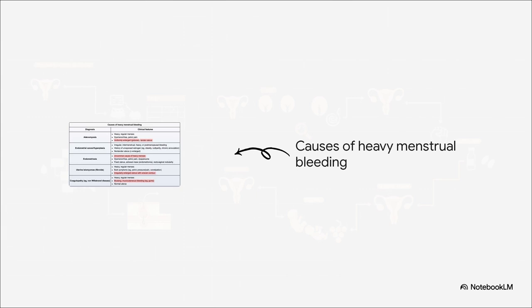Oh, and don't forget the outliers. If you see a patient with heavy bleeding, a completely normal-sized, non-tender uterus, and a history of easy bruising or mucosal bleeding, you should immediately be thinking about a coagulopathy like von Willebrand disease.